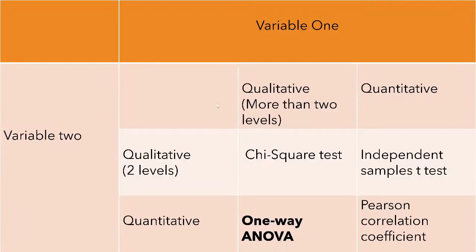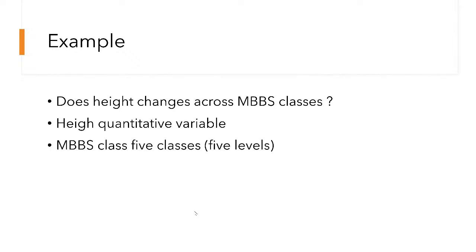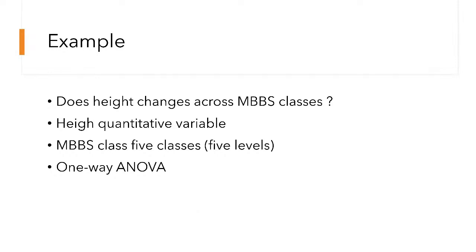Okay, and the fourth situation in this 2 by 2 table is that one of the variables is a quantitative variable and the second variable is a qualitative variable, but the number of levels of the qualitative variable is more than two, which may be 3 or 4 or more. Then we will use one-way ANOVA. One specific example of this is, does height change across ethnic classes? Height is a quantitative variable. Traditionally we have 5 ethnic classes, so we will use one-way ANOVA. So this is some basic background.